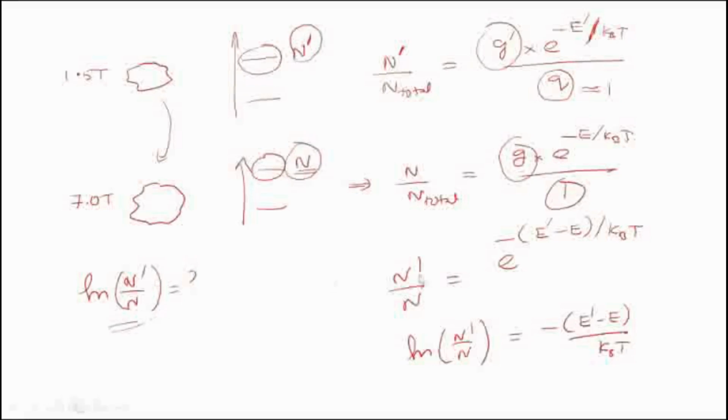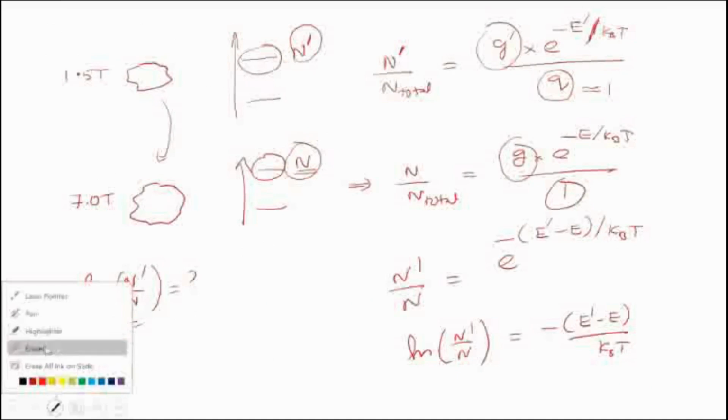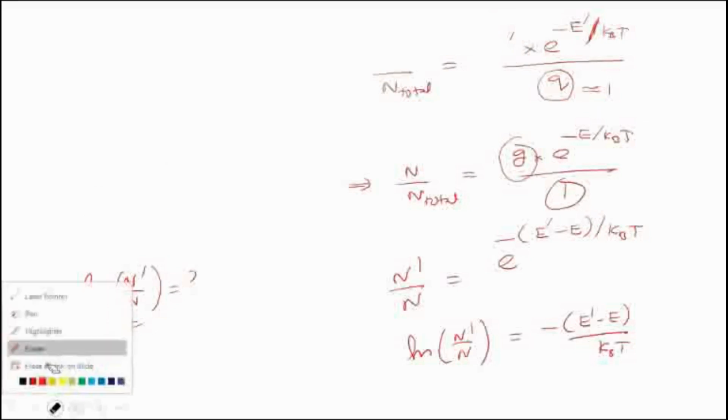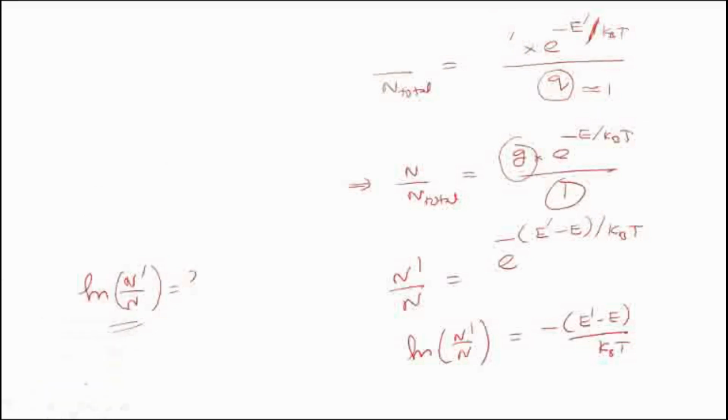Okay, yeah. So ln n prime by n equal to, this is the formula for this one. Then I'll write here, I don't have space. Yeah, I'll delete this and I'll write here. Okay, listen. So on the left hand side we have ln n prime by n equal to, on the right hand side we have E prime minus E by KBT.